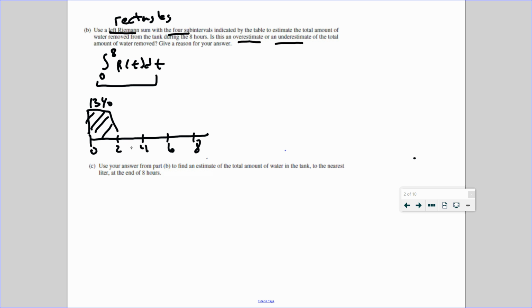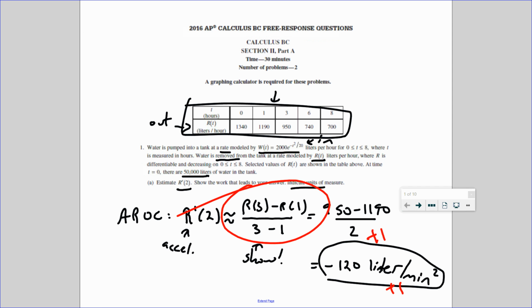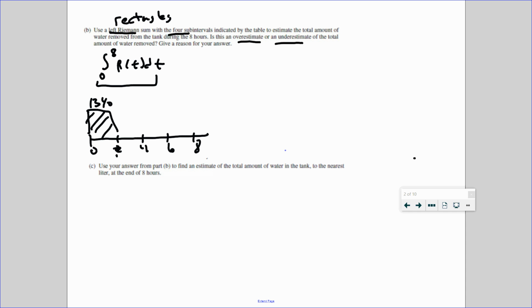Question between 2 and 4? Oh, this is terrible. I messed up here. Sorry, they're not using 1, 2, 4, and 6, did they? Oh, they tricked me. Look, they use 1, 3, 6, 8 hours. So this should be 1. This should be a 3, and that should be a 6 and 8.